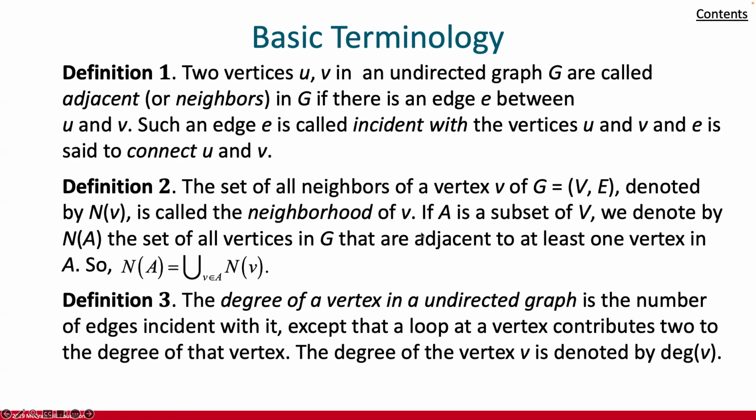Another definition: the set of all neighbors of a vertex V, denoted by N(V), is called the neighborhood of V. If A is a subset of V, we denote by N(A) the set of all vertices in G that are adjacent to at least one vertex in A. So we have this relationship. Finally, a third definition: the degree of a vertex in an undirected graph is the number of edges incident with it, except that a loop at a vertex contributes 2 to the degree of that vertex. The degree of a vertex V is denoted by this notation.